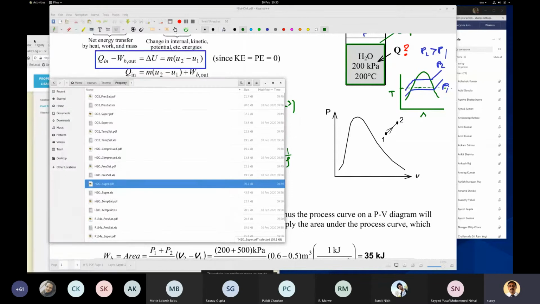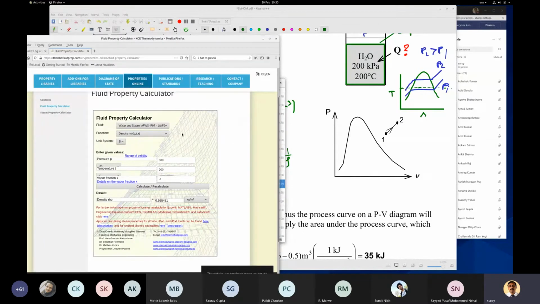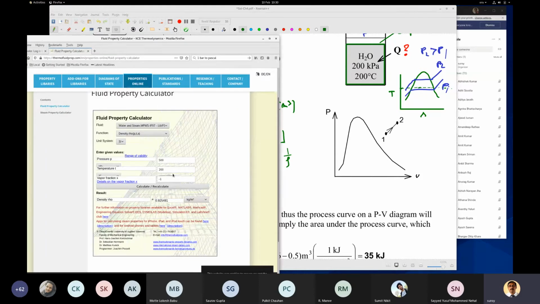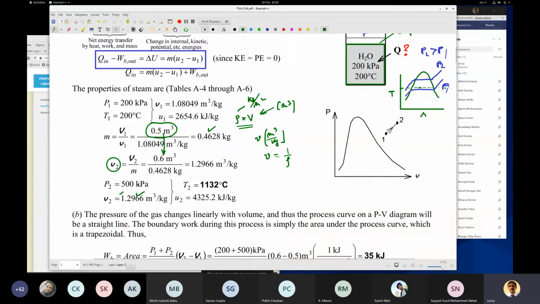So here, it is a little bit not so easy to look up from here. So this is the specific volume. We have to try out different temperatures and see that we get this specific volume. So 1132 here, I'm just showing it to you, because I know the answer. So this is the density, and you get the appropriate one. 500 kilopascal is given, and specific volume is also given. In the book also it is given, so you can look up the book also.